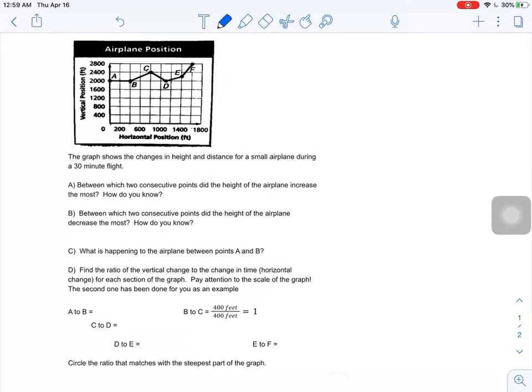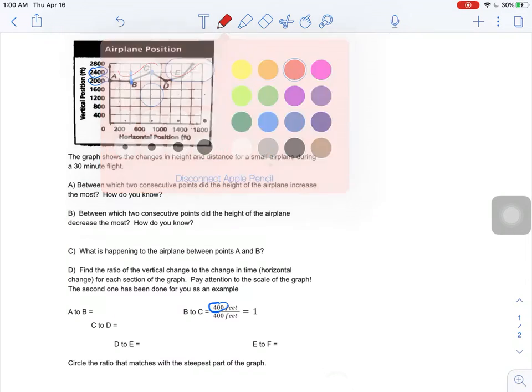You had an example in part D that was done for you, and it said pay attention to the scale of the graph because the graph is not counting by ones. The x-axis is counting by 200s and the y-axis is counting by 400s, so you have to pay attention to that. If you're finding the change from point B to point C, it asks you to write the ratio of the vertical up and down change compared to the horizontal change. The vertical change is right here. We went from an altitude of 2,000 to 2,400. So that's where we got this 400 feet on the top.